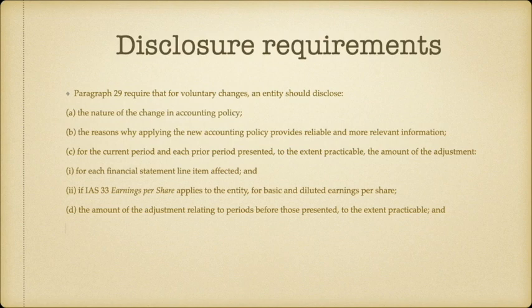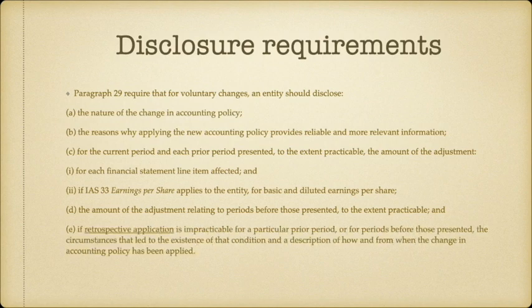You would also disclose the amount of the adjustment relating to prior periods before those presented, to the extent that it is practicable. And then lastly, if our retrospective application is impracticable for a particular period, then we are going to have to describe the circumstances that led to the existence of the condition that makes it impracticable, and a description of how and from when the change in accounting policy has been applied.